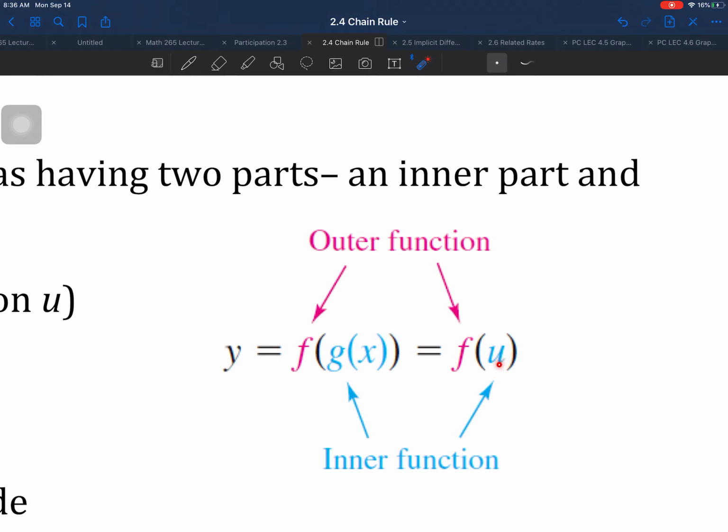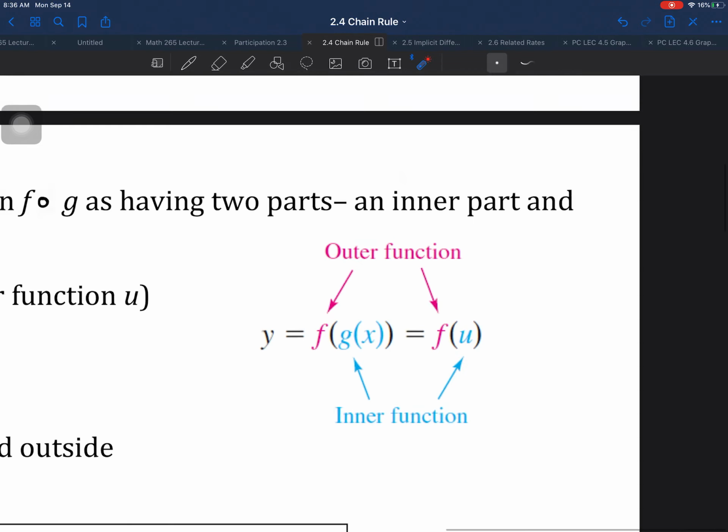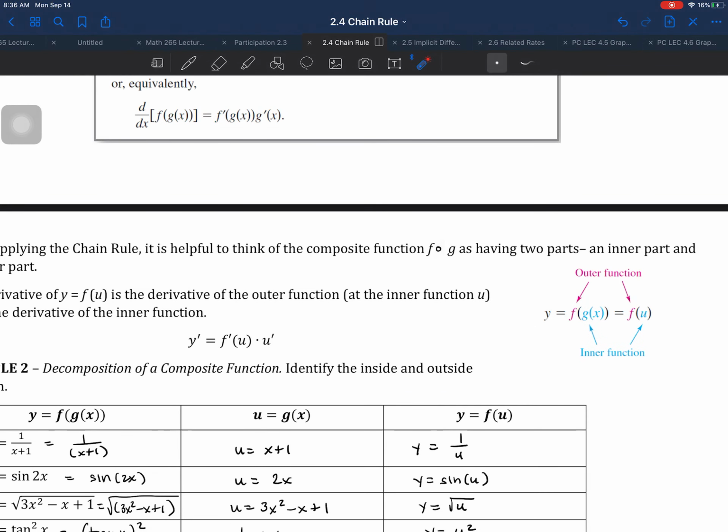This is the inside function, this is inside the f function. You can let that be u and think about this as being the inner function, and then f as the outside function. So when you're taking the derivative of this, you're going to take the derivative of the outside first, and then multiply by the derivative of the inside. Do you see how that works out? Derivative of the outside, leave the inside as it is, multiply by u prime.